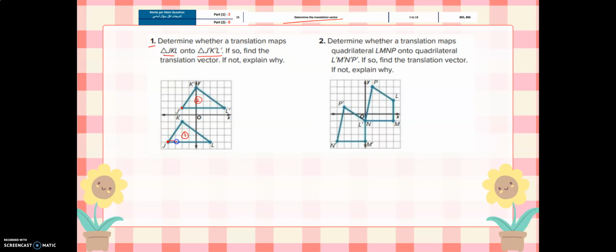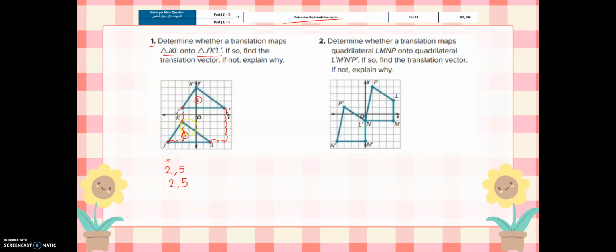So it moves 1 and 2 to the right. So I'm going to write here your x is 2. And then it moves 1, 2, 3, 4, 5. Okay, so 2 and 5 is the translation for point J. What about L? So let's look at L right here. How many units was it translated to the right? So 1 and 2. All right, so this is 2. And then 1, 2, 3, 4, and 5. So there is a translation of 2 and 5 as well.